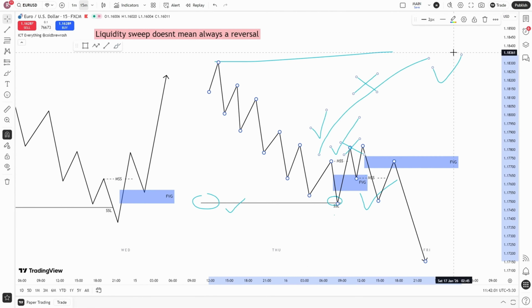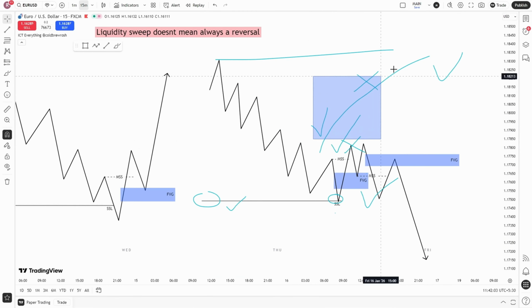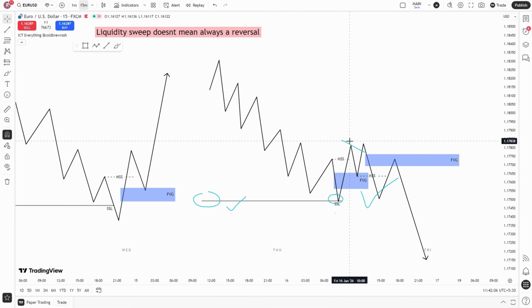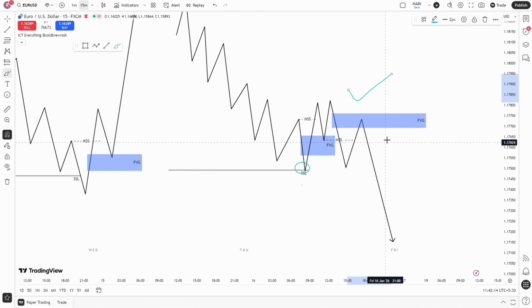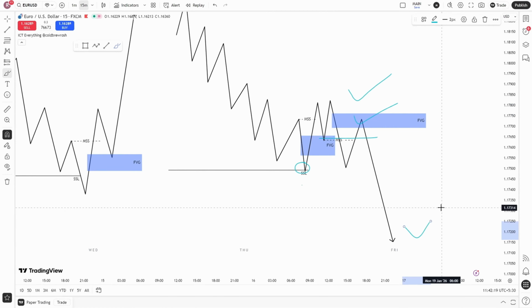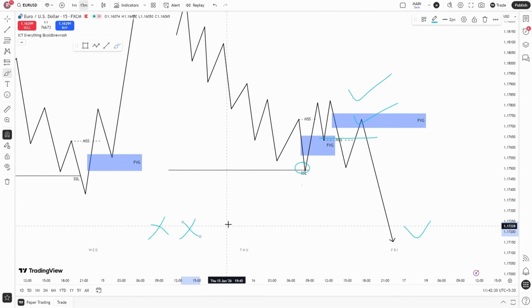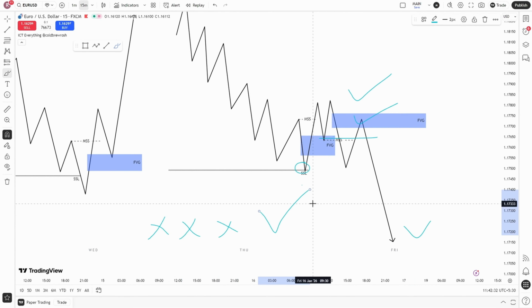From an ICT perspective, this is the real confirmation. But most traders do not trust it. Why? Because they are still emotionally committed to the idea of a reversal. Even when the market clearly communicates continuation, they ignore it, simply because it doesn't match what they expected to see. This is where most losses come from. Not from liquidity sweeps, not from ICT concepts, but from forcing a narrative onto the market.